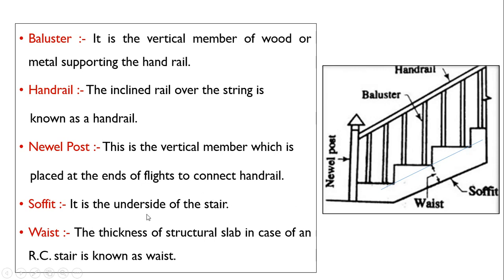Soffit. It is the underside of the stair. What is soffit? Underside of the stair. Here, if an RC staircase is there, there will be a stair or flight. The bottom surface of the stair is called soffit. Waist. The thickness of the structural slab in case of an RCC stair is known as waist. So this thickness of the slab is called waist, or it is also called waist slab.